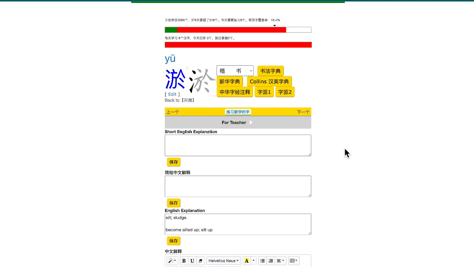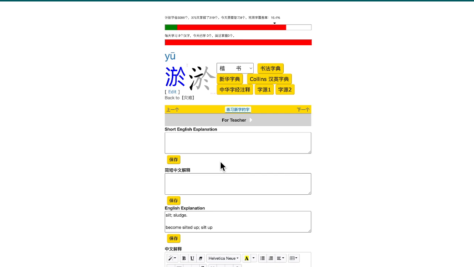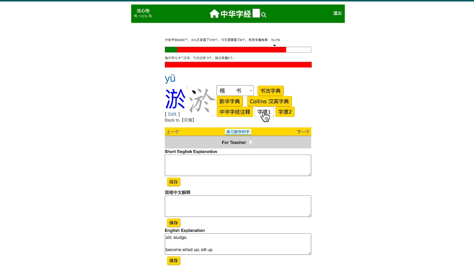Yu. Now yu means dirt, like muddy dirt that clogs a water duct or pipe. This is called yu, sludge, silt that clogs things up. Now the character goes with the water radical, that's obvious, and on the right-hand side is the character yu. This yu character is actually a bird.